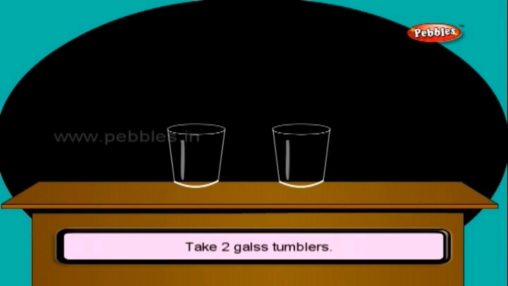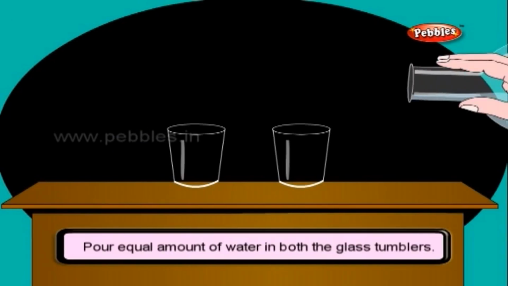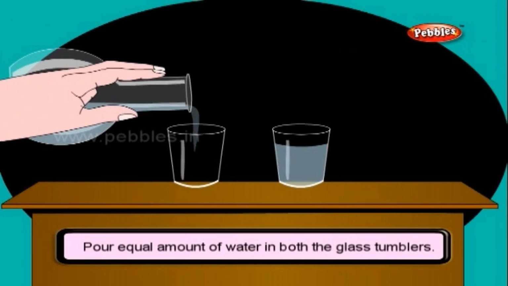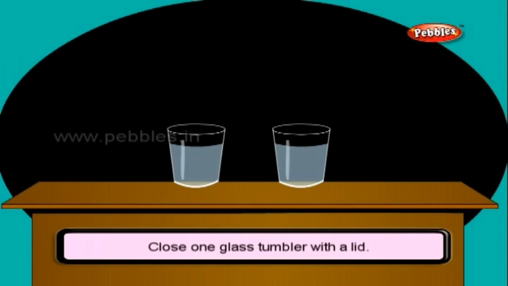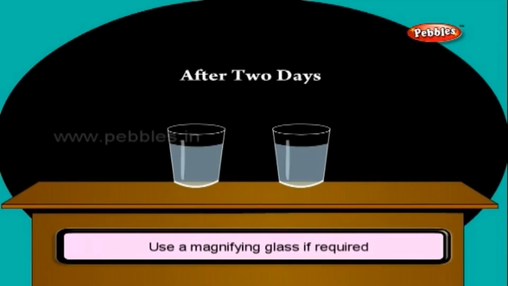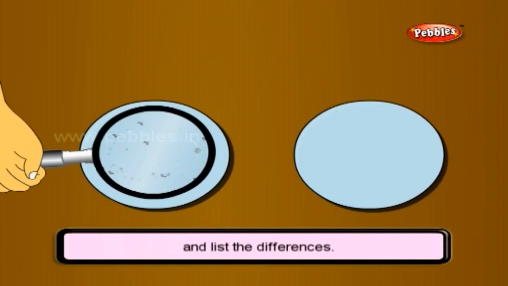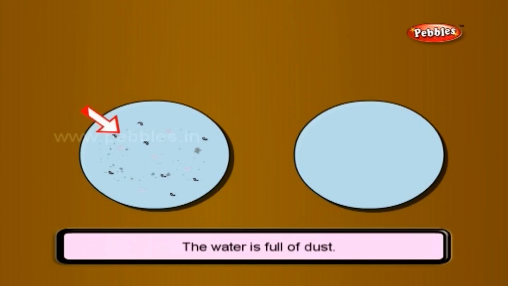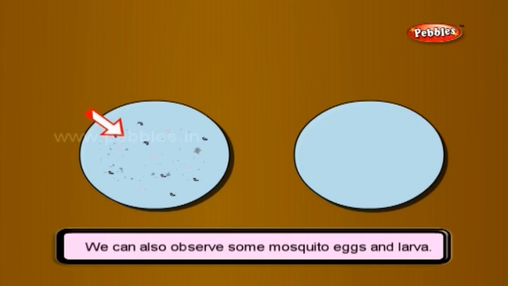Take 2 glass tumblers. Pour equal amount of water in both the glass tumblers. Close one glass tumbler with a lid. Let the other one be open. Observe the 2 tumblers after 2 days. Use a magnifying glass if required and list the differences. What do you observe in the glass tumbler without lid? The water is full of dust. We can also observe some mosquito eggs and larvae.